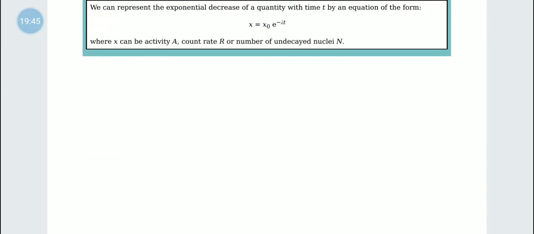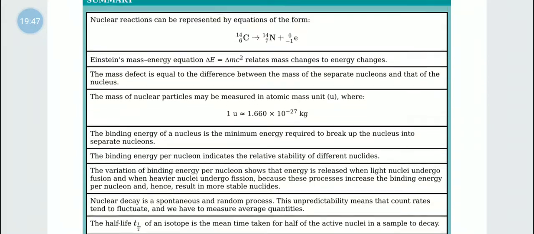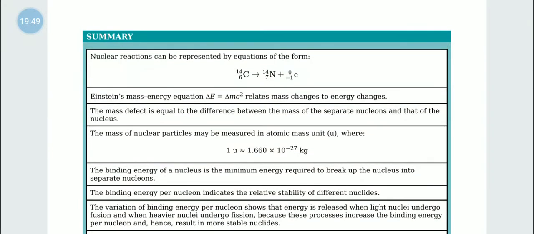So we learned quite a few things here. Then we learned some equations also. Then the nuclear reaction can be represented by an equation like this that is given here. But you have to remember the conservation of A and Z should be remembered. Then mass energy equation delta E equals delta m c squared relates mass changes to energy changes. That is also something that you need to understand.